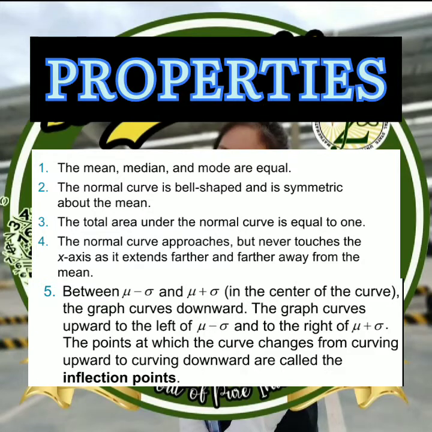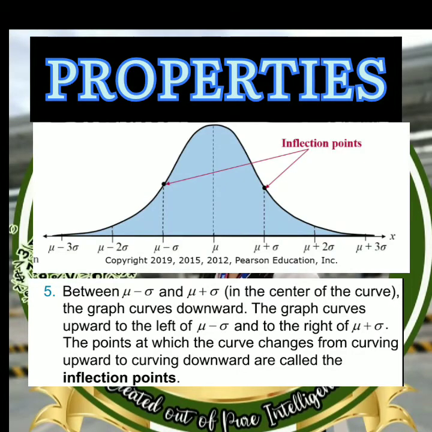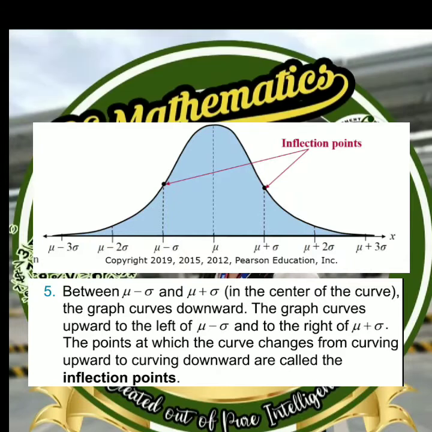Third, the total area under the normal curve is equal to 1. Fourth, the normal curve approaches but never touches the x-axis as it extends farther and farther away from the mean. Fifth, between mean minus standard deviation and mean plus standard deviation, in the center of the curve, the graph curves downward. The graph curves upward to the left of mean minus standard deviation and to the right of mean plus standard deviation. The points at which the curve changes from curving upward to curving downward are called the inflection points.